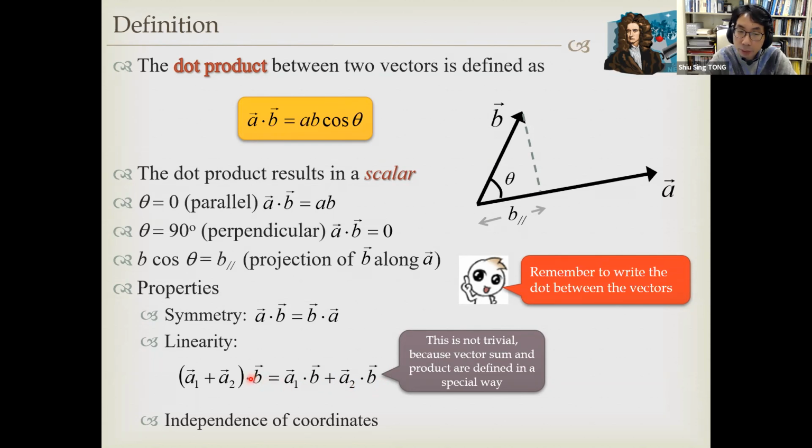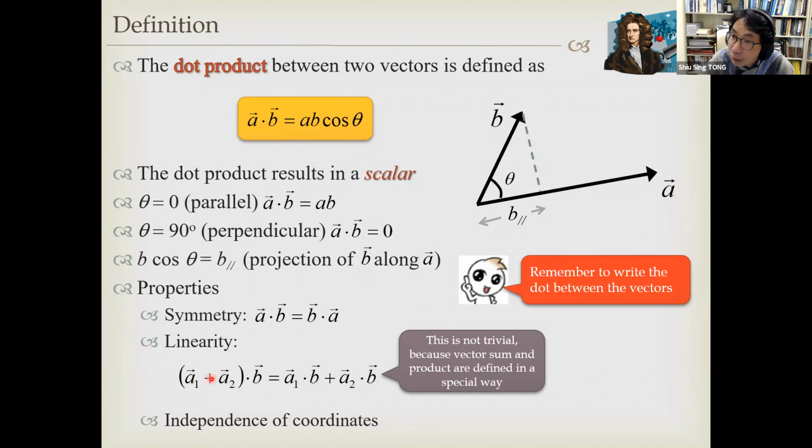In ordinary algebra, you simply have multiplication, addition and subtraction. But now we are talking about the dot product. It's different. On the right-hand side, it is the sum of two scalars. The plus sign here is a sum of two scalars. I form the dot product first, respectively with A1 and A2. I get two numbers, and I add up those two numbers. So that is the addition of two scalars on the right-hand side.